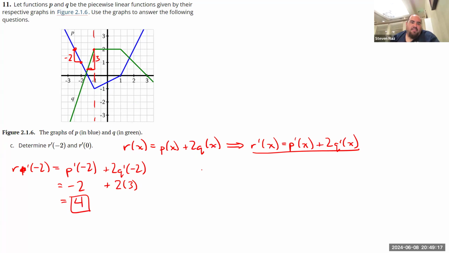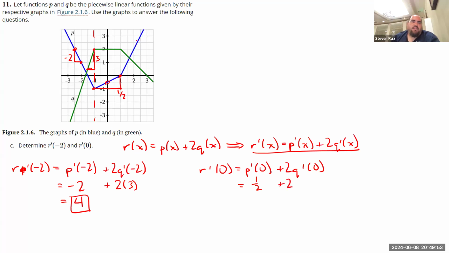Right, so we can do a similar analysis at 0. So what is r prime of 0? That's equal to p prime of 0 plus 2q prime of 0. P prime of 0. So basically I'm looking as it crosses the y-axis. I see lattice points here and here. So the change in x here is 4 units. The change in y is 2. So I believe this is a slope of 1/2.